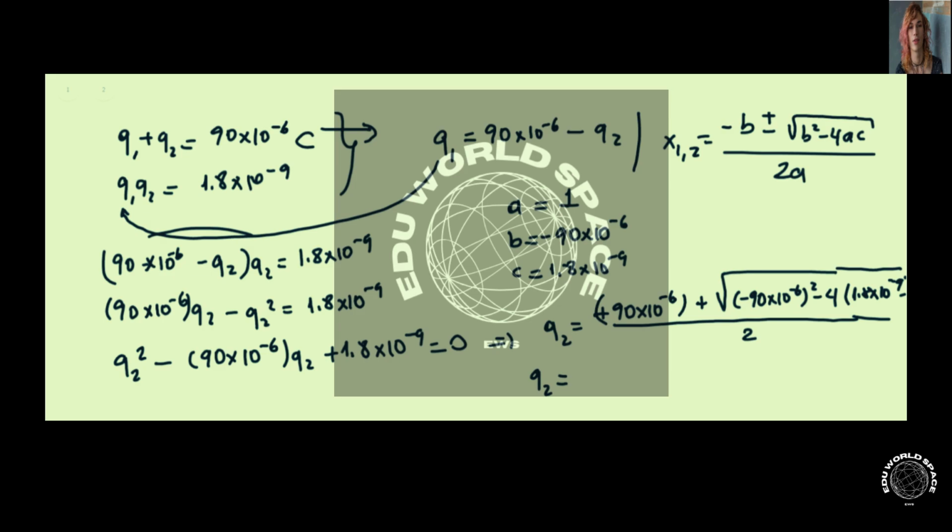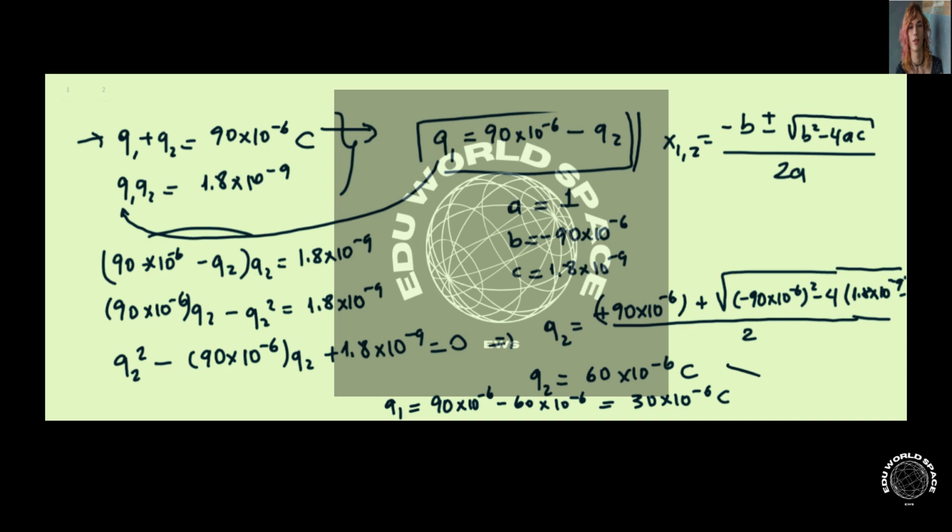So from here, Q2 is going to be found to be 60 times 10 to the power negative 6 coulombs. Now, since we know Q2, we can use the first equation. Actually, it's better here, we had isolated this. Q1 then equals 90 times 10 to the power of negative 6 minus 60 times 10 to the power of negative 6, so it is 30 times 10 to the power of negative 6 coulombs. As you can see, they have the same sign.